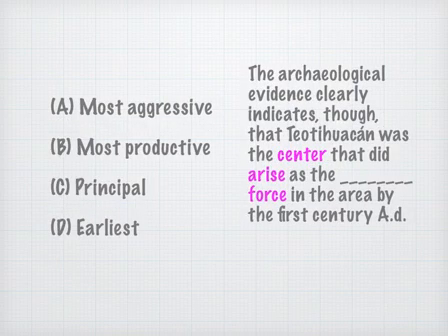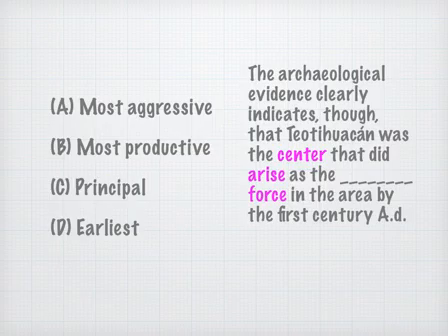Now, we need to have a look at some of the key words here. We'll blank out the word predominant and have a look at some of the key words here. We've got the word center, we've got arise, and we've got the word force. Now, these are the words that are going to help us identify the correct answer. If we have a look at D first, earliest, Teotihuacan was a center that did arise as the earliest force.